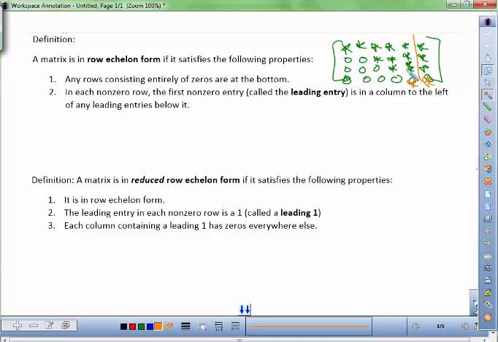So this is the row echelon form. It basically has some sort of staircase property, and it doesn't have to be exactly at each step. As you can see, the second row has 2 zeros instead of 1 zero, and as long as it goes down like that, then it's in row echelon form.